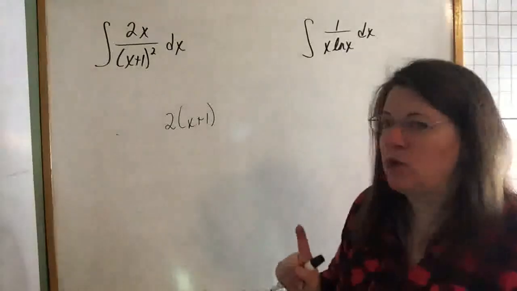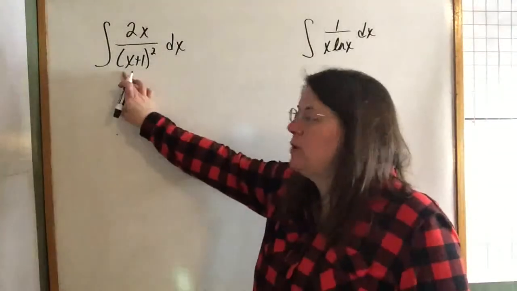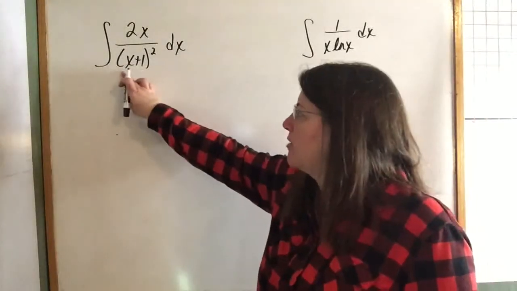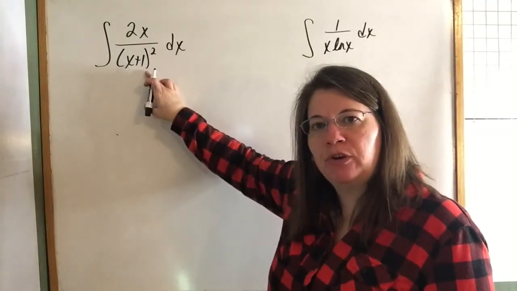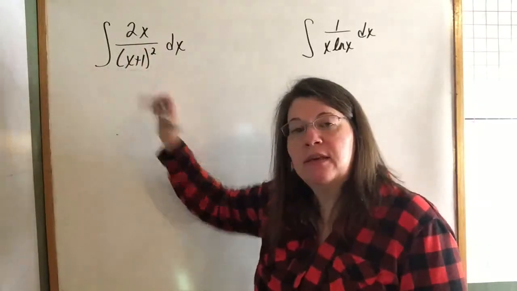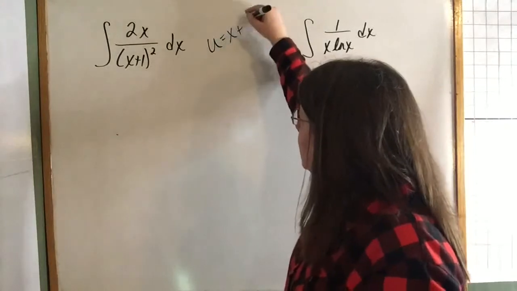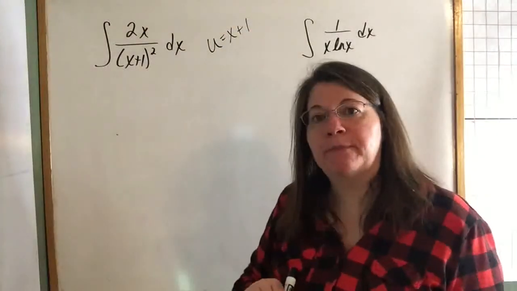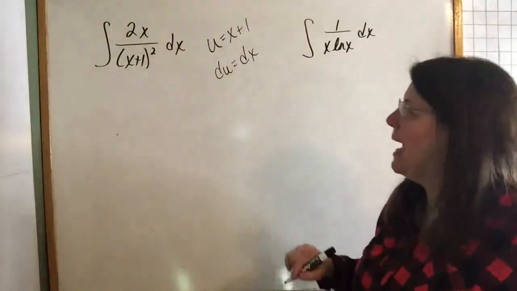And if you think about u-substitution, this isn't as bad as it looks. What I'm going to do is let u equal this x plus 1 part. Remember when we did u-substitution originally and we had something like this, we let the u be the inside part. So that's what we're doing here. We're letting u equal x plus 1. And so then du is just dx.